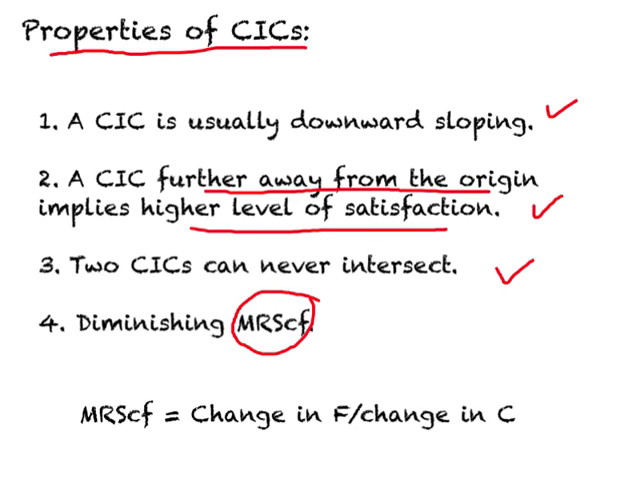And we already know that MRSCF is the slope of the indifference curve. And what is the slope? It is change in food divided by change in C, and this will give us the slope of the indifference curve, which is called marginal rate of substitution between clothing and food.